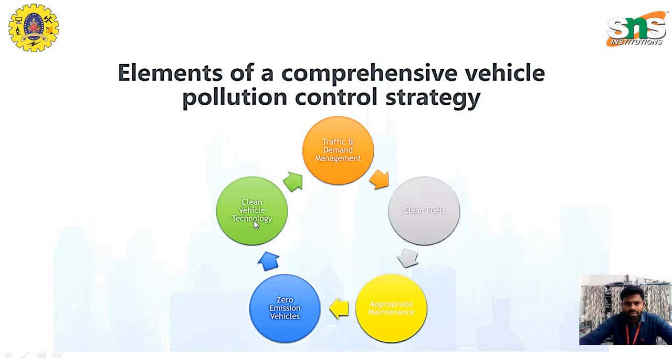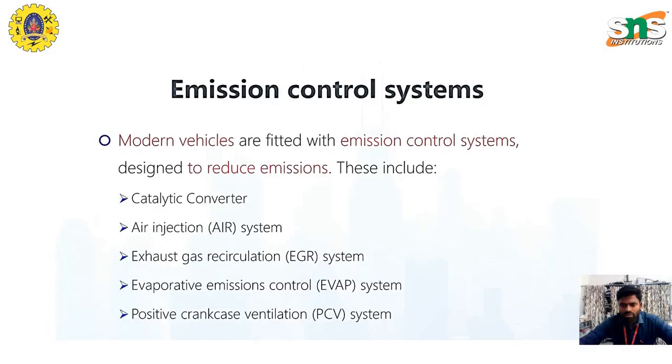Then clean vehicle technology. This technology will play a major role in controlling the emissions emitted from the automobile vehicle. Then different traffic and demand management. So these are the different rules, regulations, and emission norms that must be strictly followed in order to have a pollution-free environment. And we also have different systems to control the emissions.